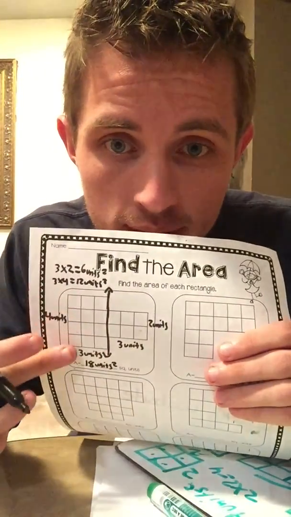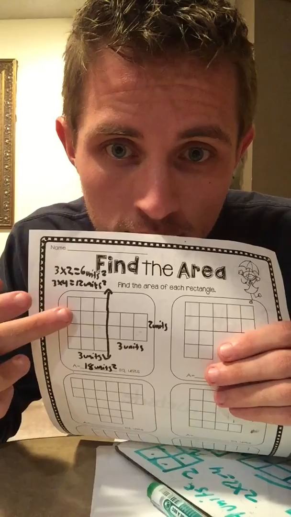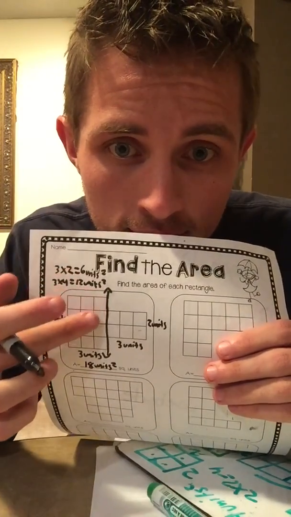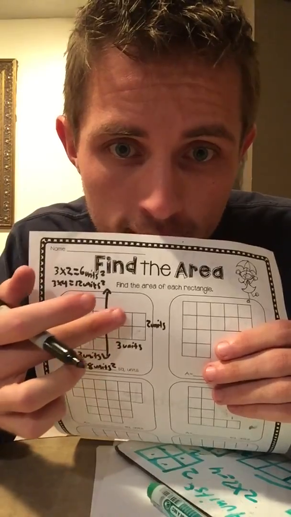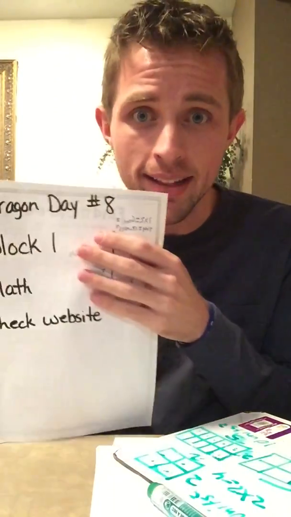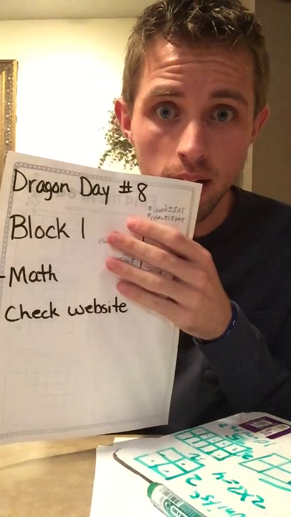And if you want to check your work, you can just count the unit squares inside the entire shape. 1, 2, 3, 4, 5, 6, 7, 8, 9, 10, 11, 12, 13, 14, 15, 16, 17, 18. 18 units squared. All right? So that is how you do Dragon Day 8, Block 1.